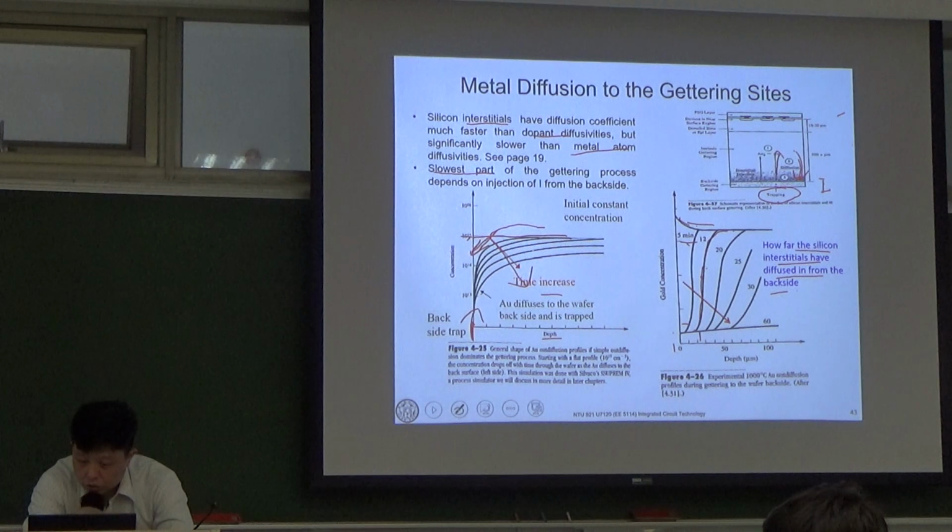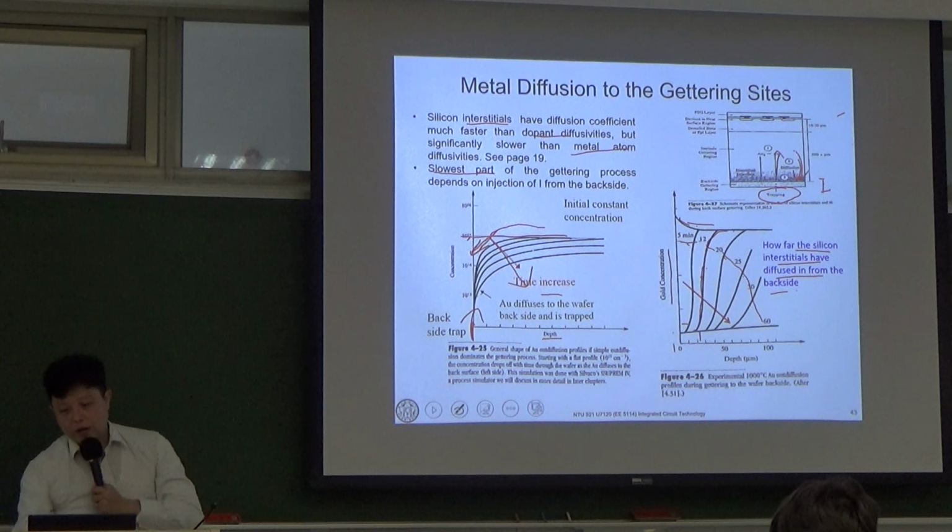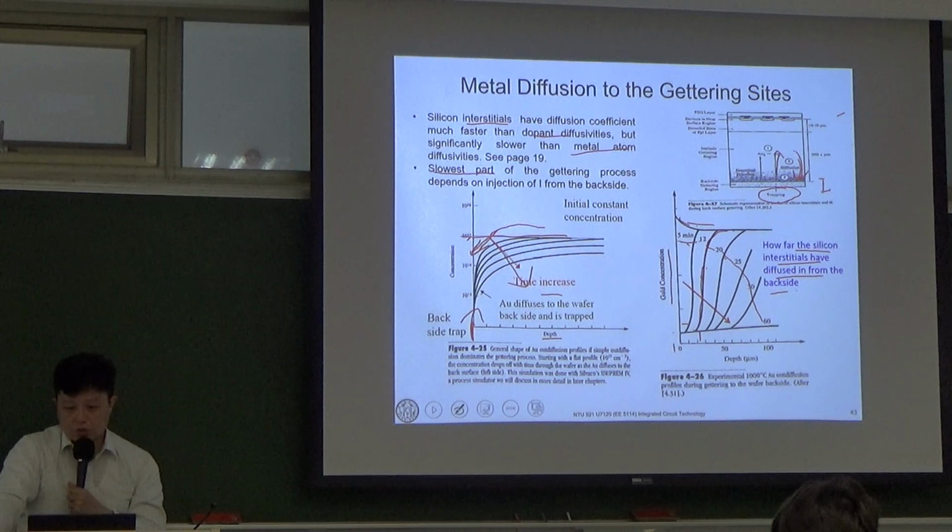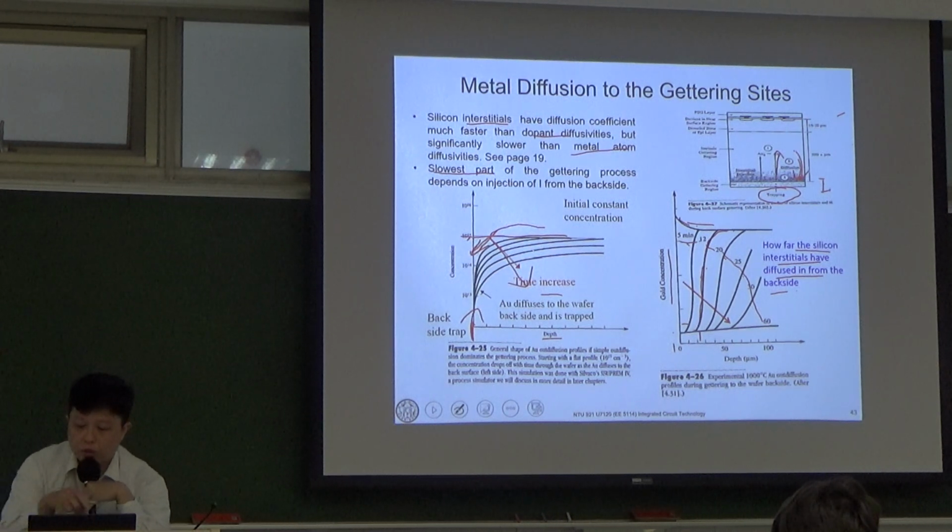So it is easy for us to understand that this metal profile actually is determined by your interstitial profile, how fast it can move, how far it can go. So if you increase this time, it just lets your I move deeper inside your bulk material.